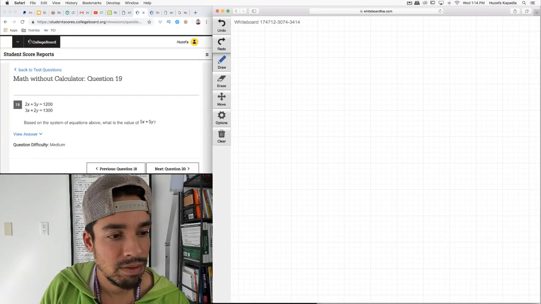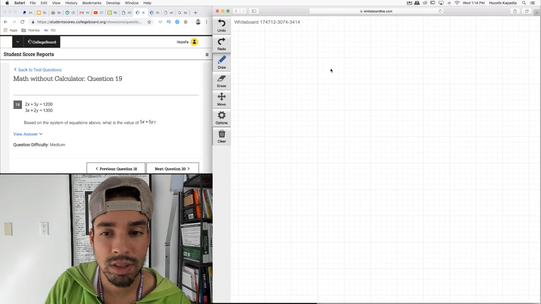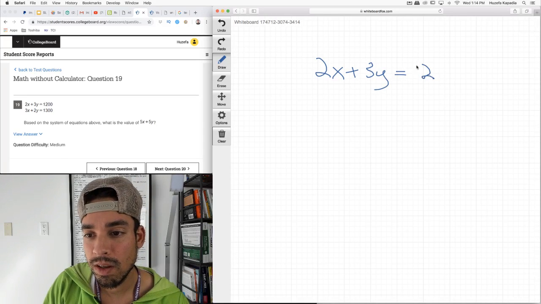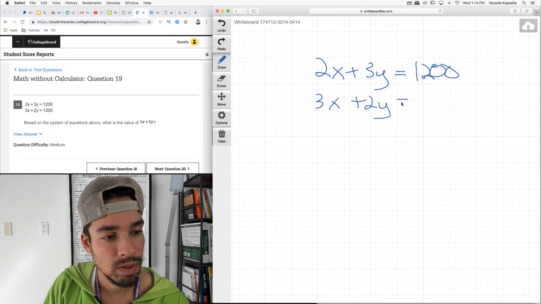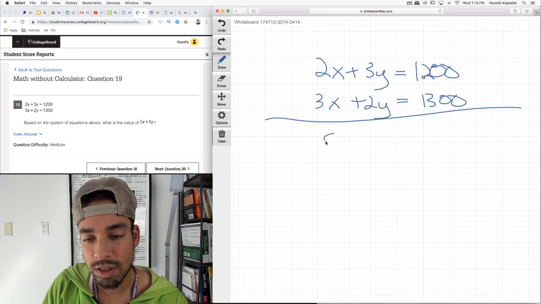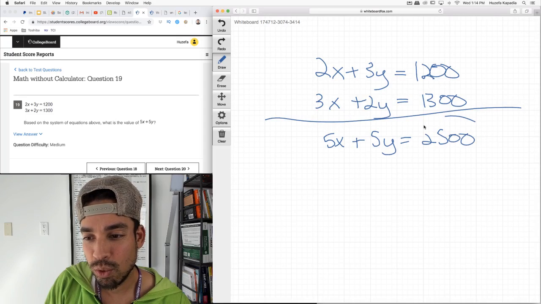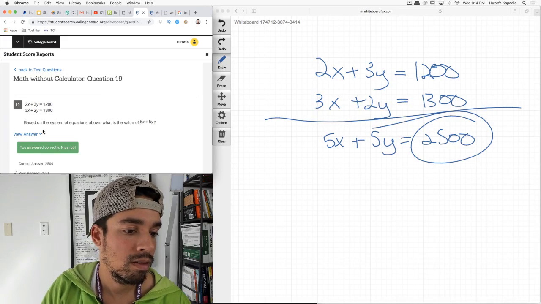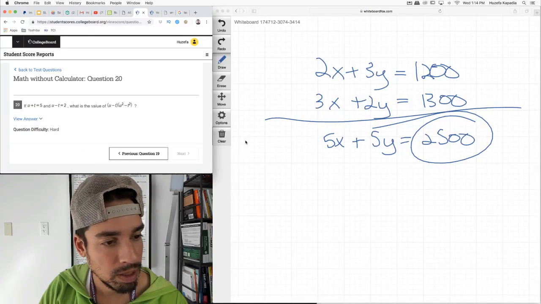All right, what is the value of 5x plus 5y? This is actually pretty easy if you don't try and solve for x and y. I'll show you why. All you need to do is this. Add the systems of equations. We get 5x plus 5y equals 2500, and you're done. Very nice. I'd call that medium. Yeah, I'd call that medium. Okay.